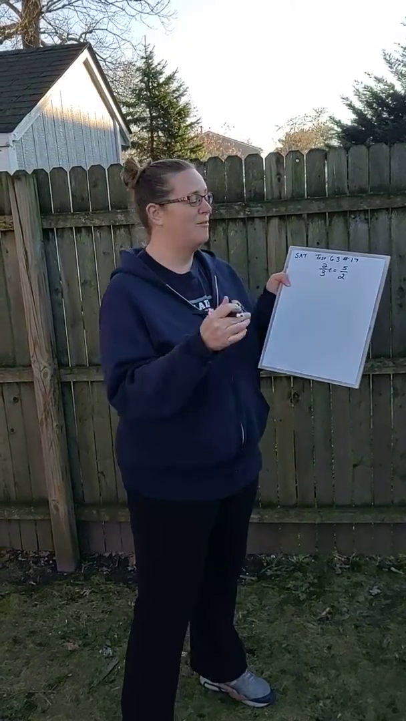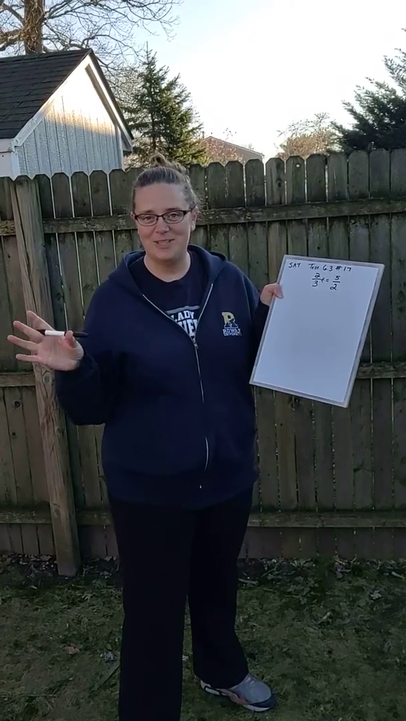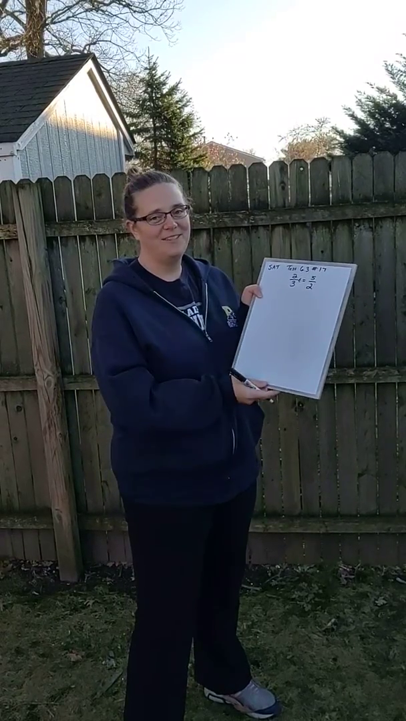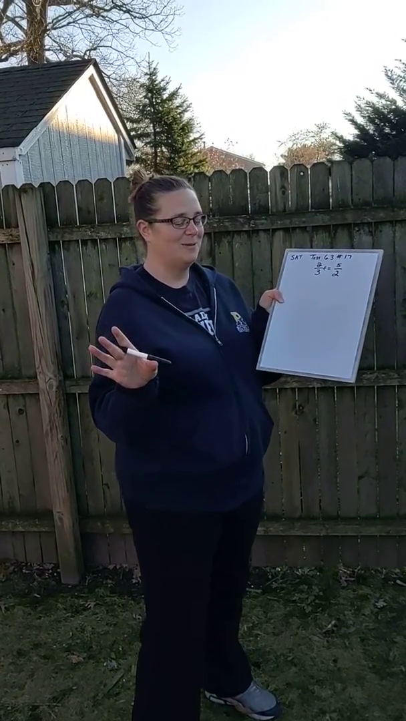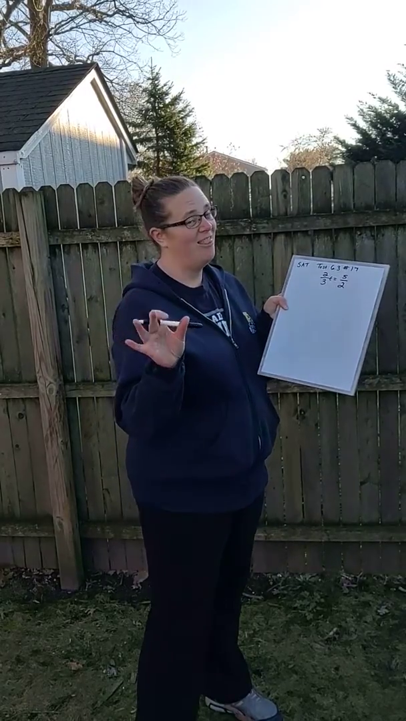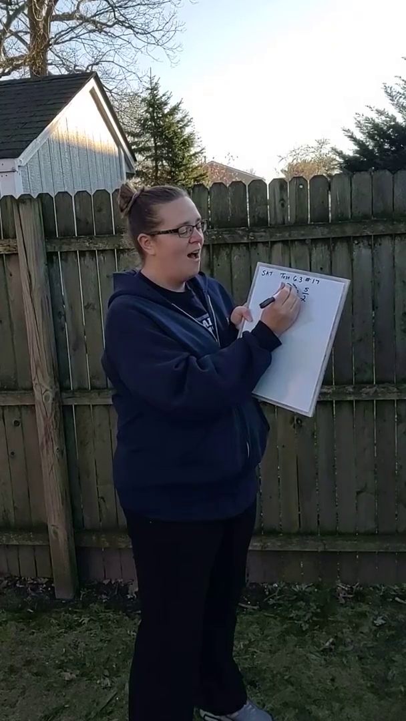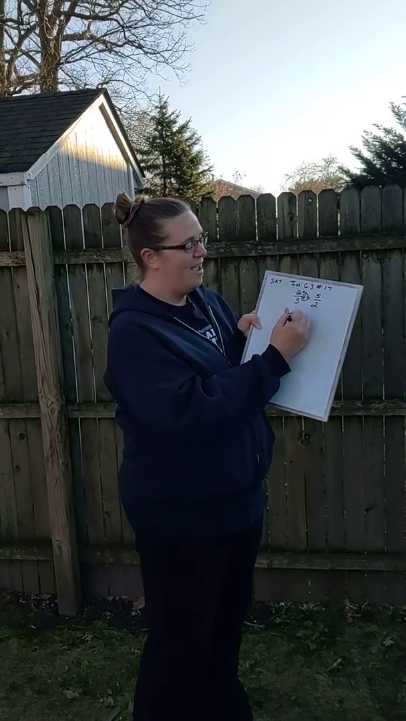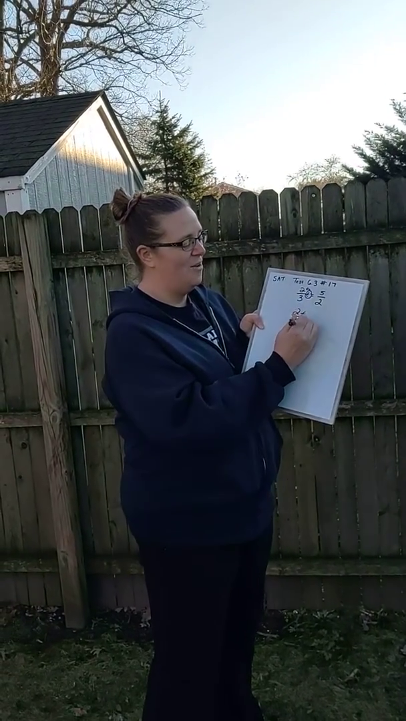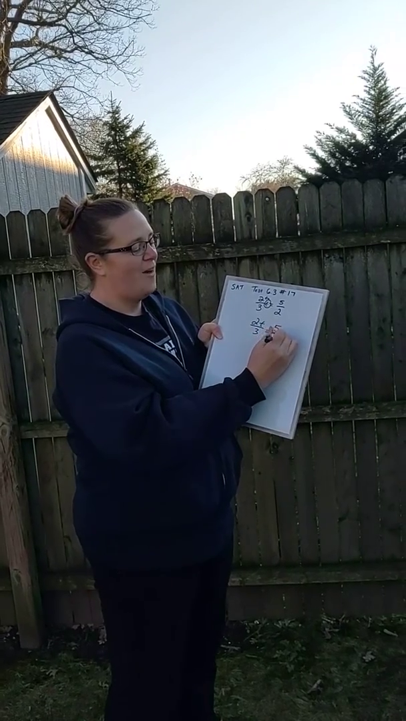This time we're going to go over from test number 6, section 3, which is the no calculator section, number 17. I'm going to show you two different ways how to do this problem. Now in the first way, and I love this, you can move this variable that is next to the fraction up to the top of the fraction and rewrite it as 2t over 3 equals 5 over 2.